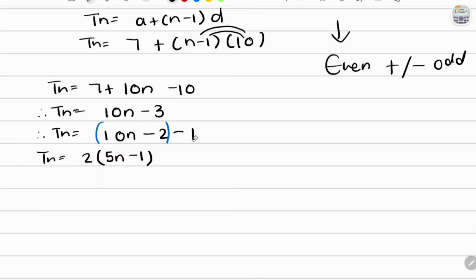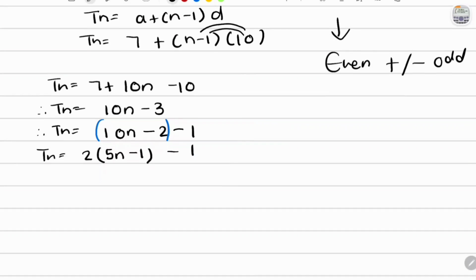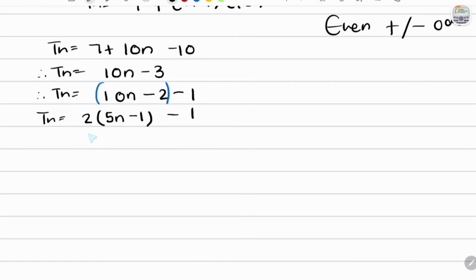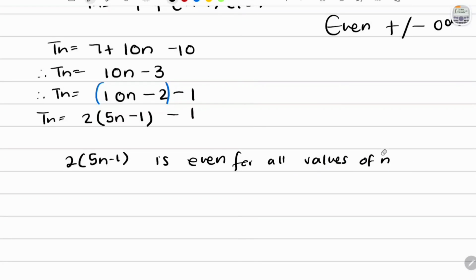Then you still have that minus 1 there, right? And now I'm going to try and convince them about something. I'm going to tell them that 2 times (5n minus 1) is even. And I can say this because it has a factor of 2. It is even for all values of n. So it's even for all values of n, of course, given that n continues to be natural numbers like it's supposed to be, that it continues to be term numbers, okay? Even for all values of n.